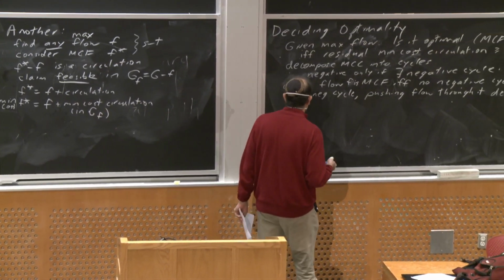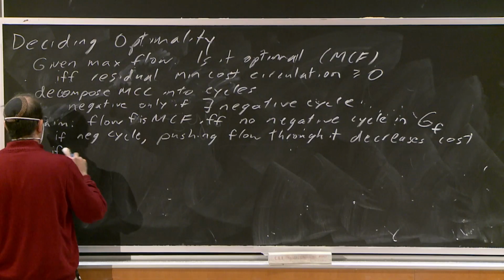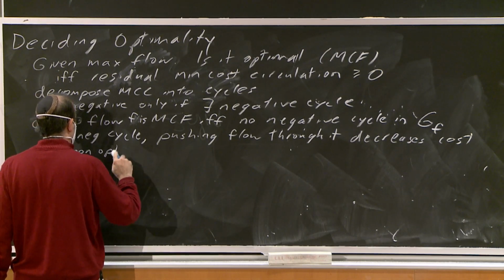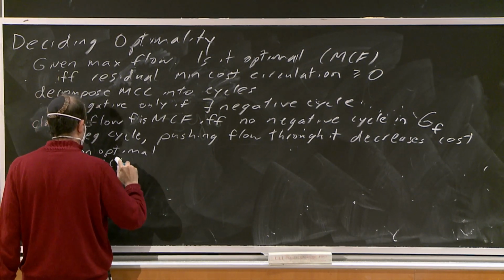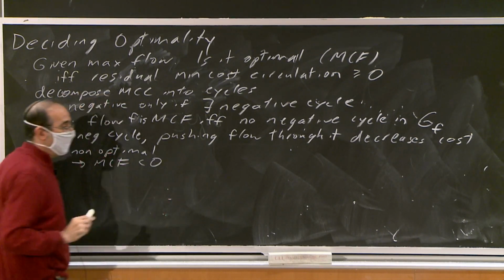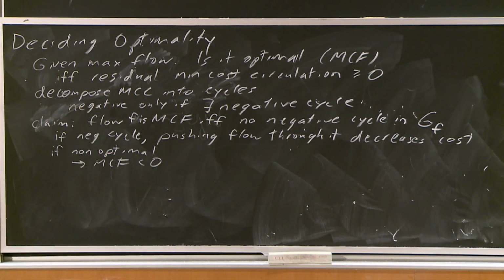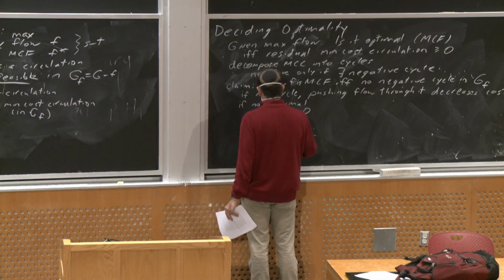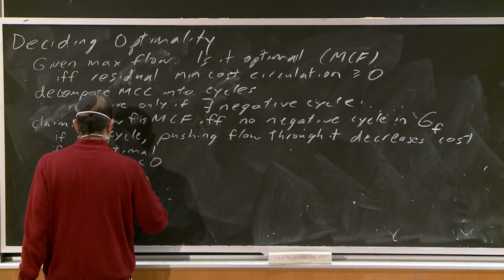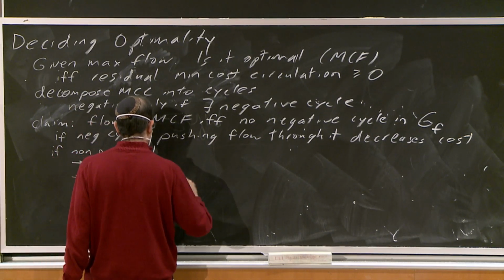Conversely, if we're non-optimal, that implies that the min-cost flow is less than 0 by this reduction we did over here. And that means that if you decompose it, you get a negative cycle.